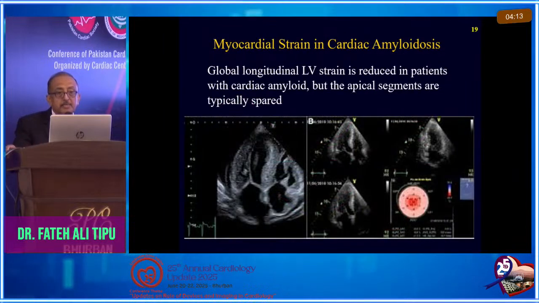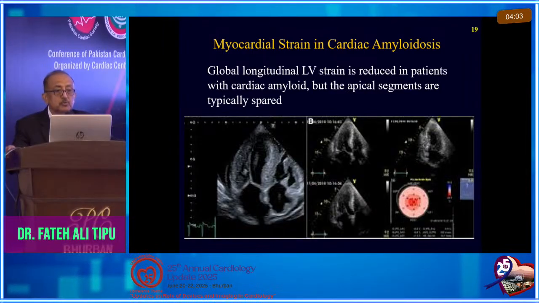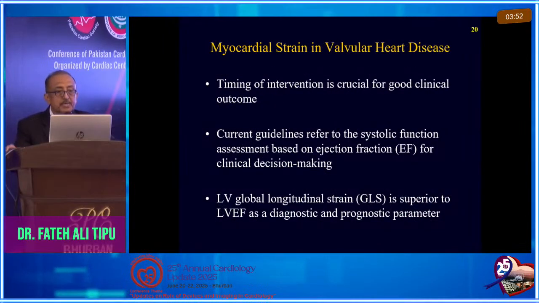The current clinical practice guidelines for the management of hypertrophic cardiomyopathy include strain echocardiography for evaluating longitudinal function in early disease. The other condition is cardiac amyloidosis, where longitudinal strain not only gives you the prognosis, but is also important from a diagnostic point of view. Global longitudinal strain is reduced in patients with cardiac amyloid, but there is apical sparing, which is called cherry red on the top.